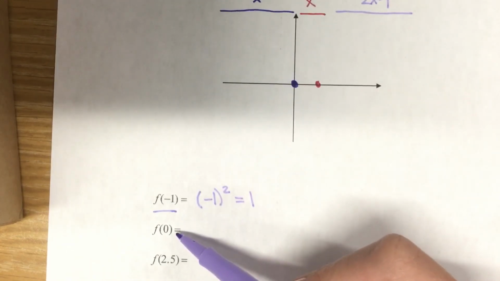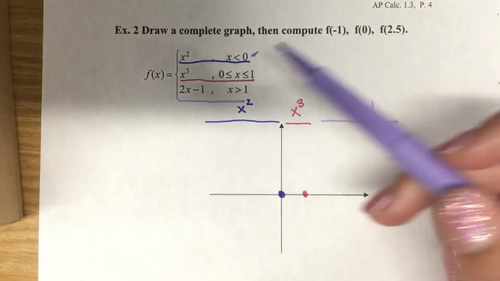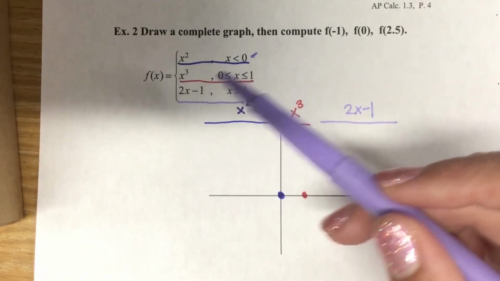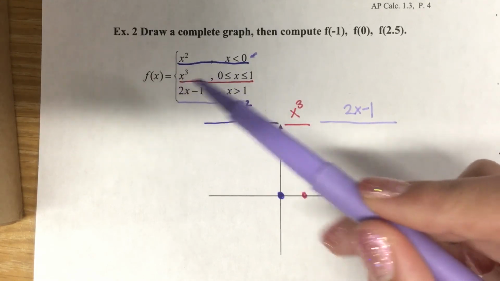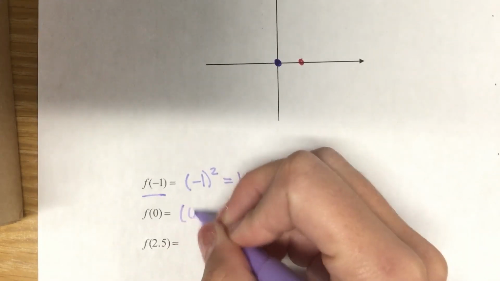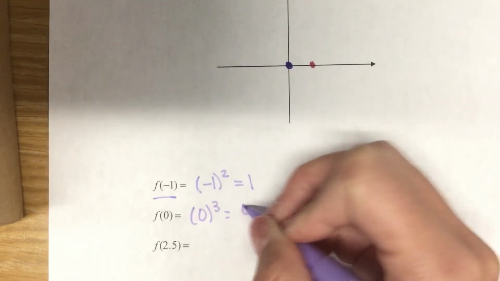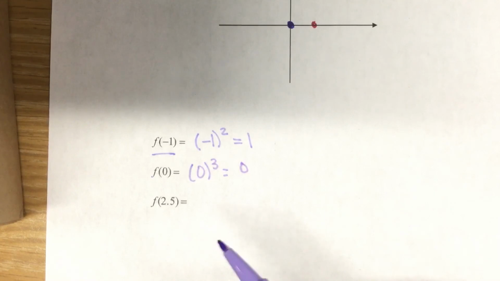For 0, this one's trying to trick you because this one says less than 0, but this one says less than or equal to. So it actually equals 0 at 0. So we're plugging it in for x cubed there. So for this one, you would plug in 0 for x cubed. I'm going to leave this one here for you to do.